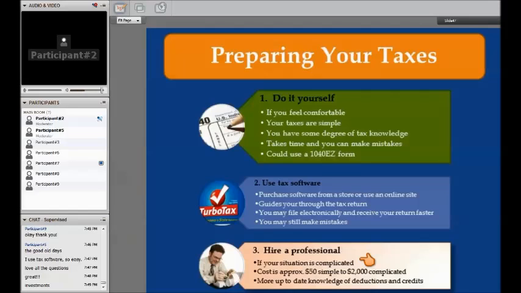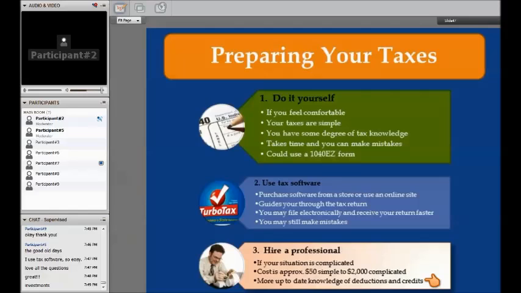Investments, yes, will make it much more difficult and complicated. These do cost a lot more. It costs more to hire a professional, approximately between $50 for a simple one and $2,000 for a more complicated one. I do know people who have had to pay even more than $2,000. So, you know, it could go even higher than that, the more complicated it is.